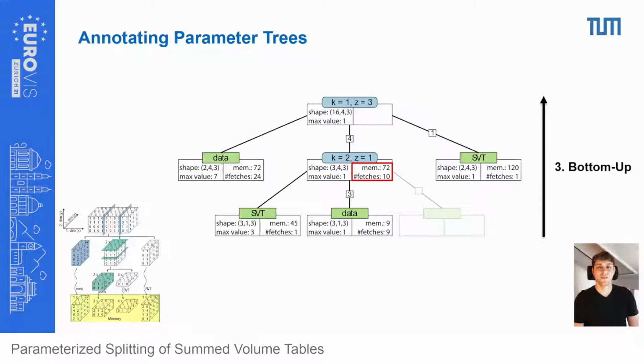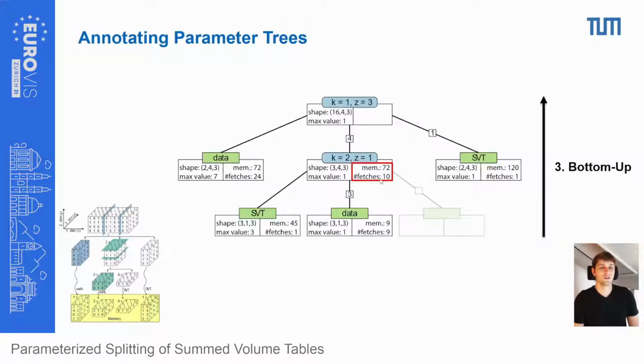So let us have a look at the example. Here we can see that the number of fetches for the second internal node is 10, which is just the sum of the fetches here, 9 from the subarray, and the aggregate array, 1. Further, the memory requirement of 72 bits is just 45 plus 3 times 9.